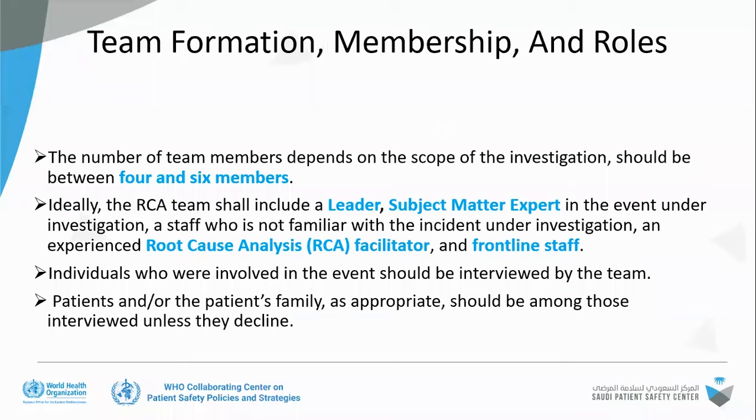For team formation, the members usually consist of 4 to 6 individuals. The fixed members will be the leader, subject matter expert, root cause analysis facilitator, and frontliner. The individual who is involved in the event directly, and the patient and the family, can be interviewed instead of being a member of the RCA.